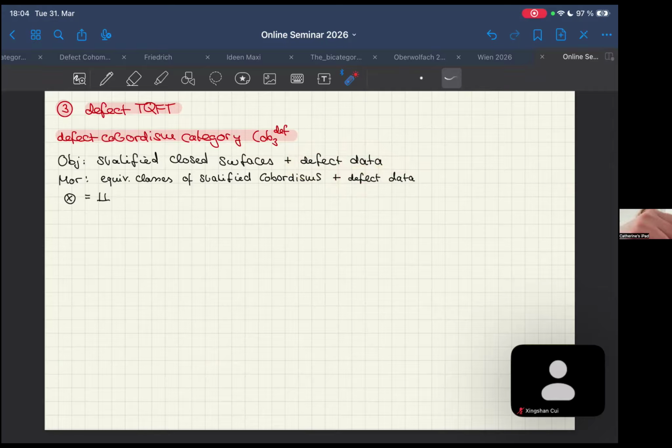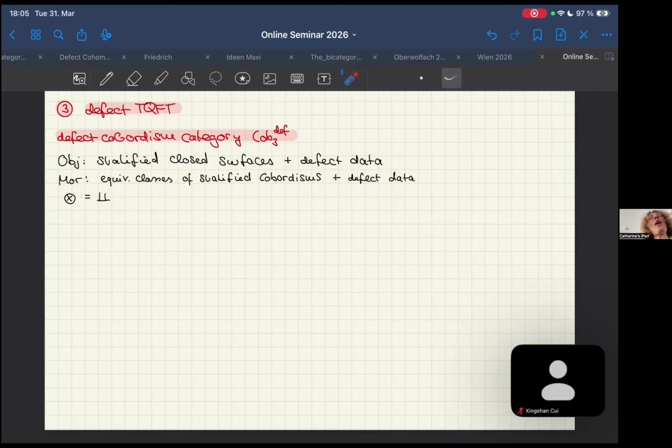And gluing is also only with respect to matching, so that the strata must match and the defect data on the strata must match. And in case of one-dimensional things, also the framings and the orientations, of course. And the tensor product in this defect cobordism category is again just a disjoint union of manifolds.